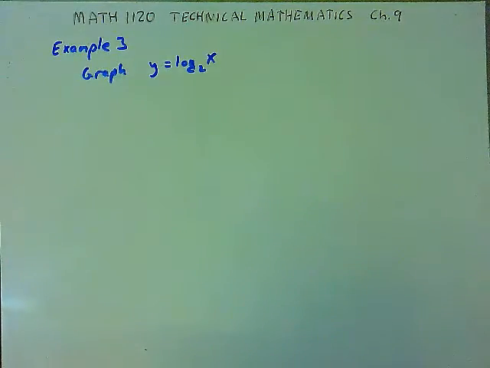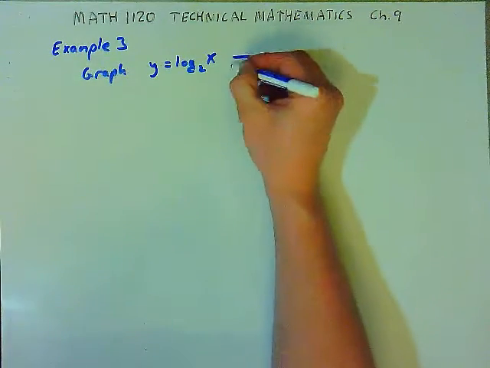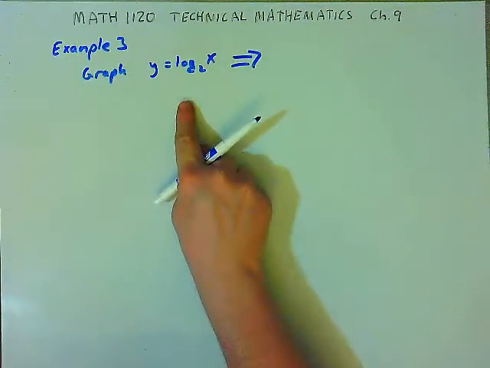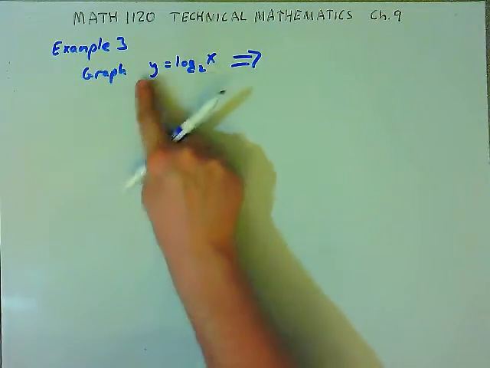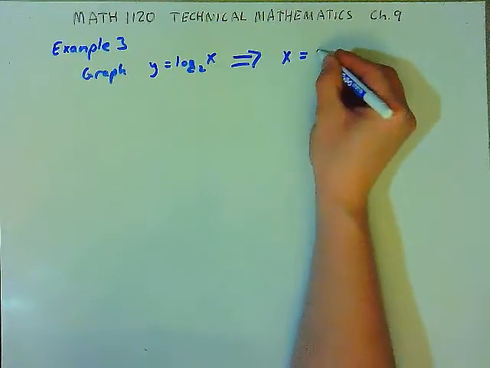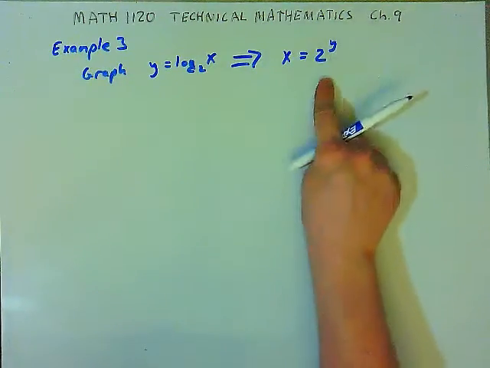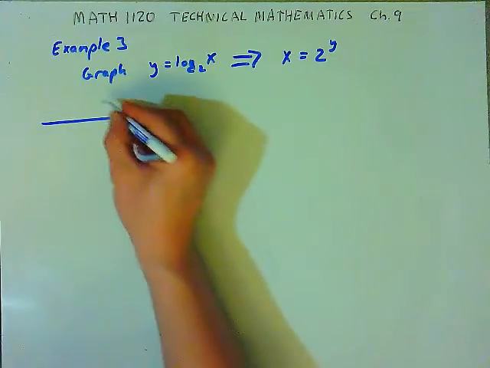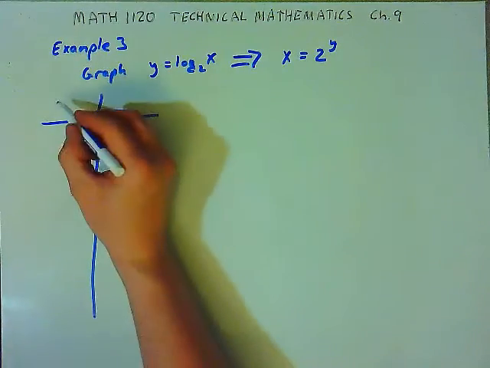This is example 3. It says graph y equals log base 2 of x. And so they want us to do this by plotting points. In order to do this, the first thing we need to do is rewrite this in exponential form. And so this says that 2 to the y power is equal to x, or that x is equal to 2 to the y power. And so we want to plot this graph by points. We'll look at x and y values.